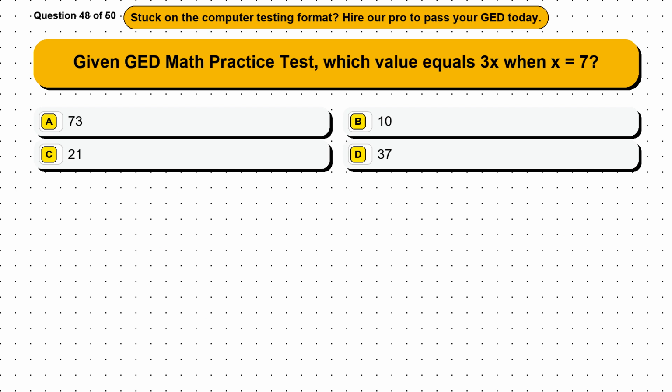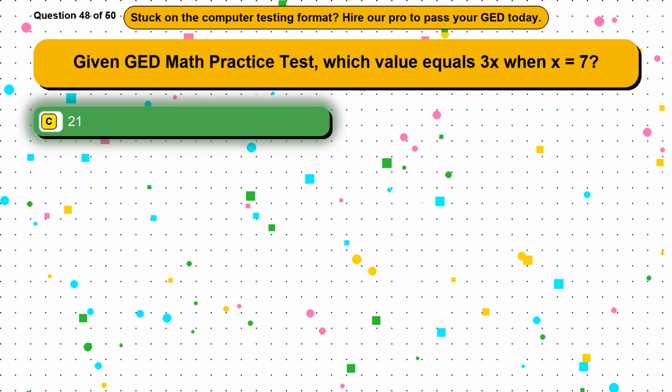Question 48. Given GED Math Practice Test, which value equals 3x when x equals 7? Option A, 73. Option B, 10. Option C, 21. Option D, 37. The correct answer is option C, 21.